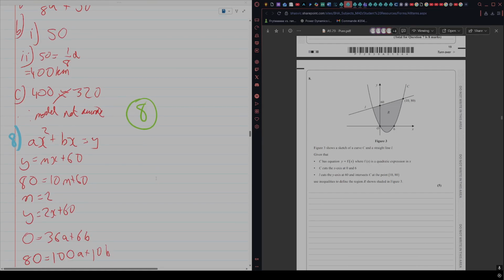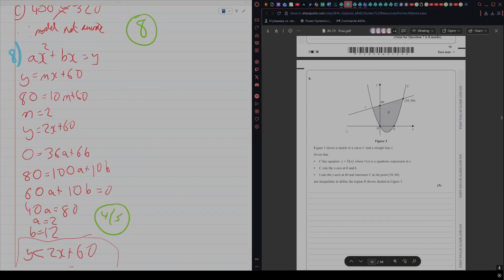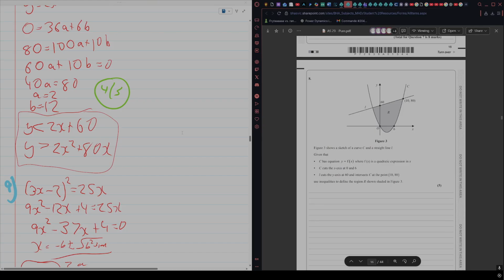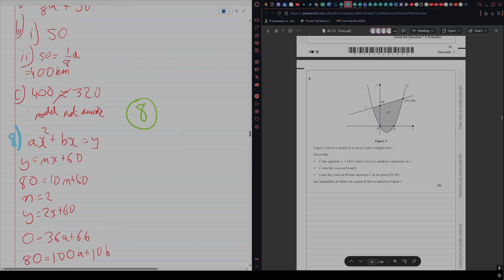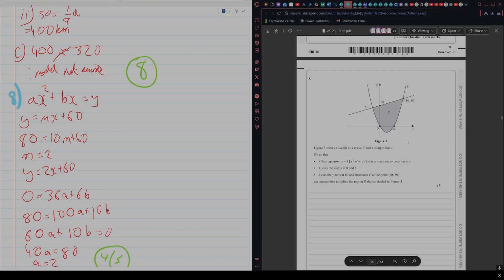Next question. At first I thought it was asking you to find this area, so I was quite worried about this, but it's just asking you to define the area. And so what you have to do, because you know that it goes through 0, 0, there's no plus c, so it's just y equals ax squared plus bx. And you also know that this line is y equals mx plus 60, because it gives you the y-intercept.